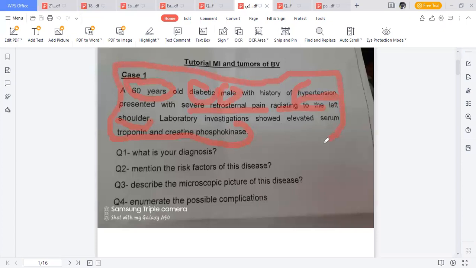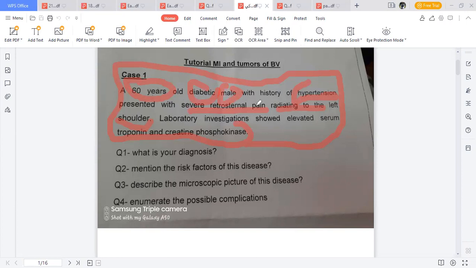So this case scenario is full of positive statements. And for us to understand what they're trying to say, we need to know the condition that the patient has presented with. And how do you know the condition of the patient? We need to know the clinical presentation of which condition under cardiovascular. If you really look at this scenario, you'll find that the most significant things have been highlighted, and you have a diabetic male with history of hypertension who presented with severe retrosternal pain.